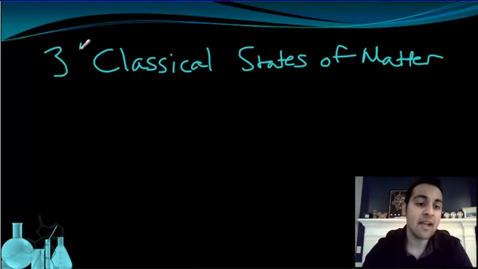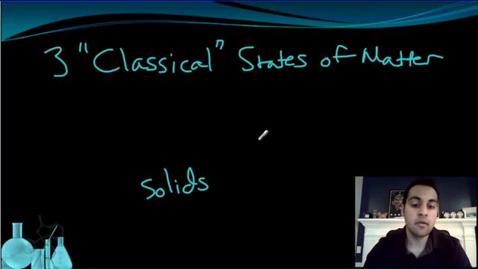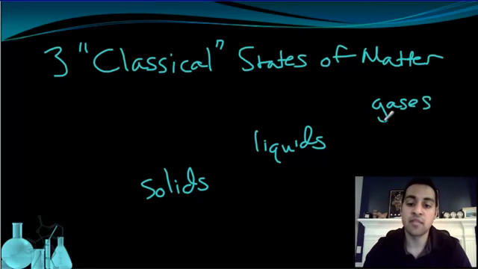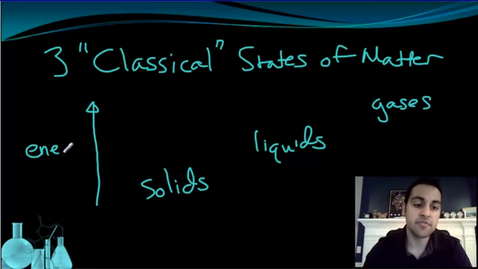So there are three classical states of matter, and you've heard of these before. We have solids, liquids, and gases. You can see I'm writing them in an order here, and that's because they increase in energy. That's our first big idea behind these states of matter. Solids are the lowest energy, then we have liquids, and then gases at the next level.